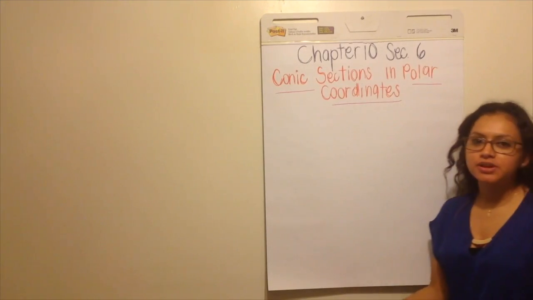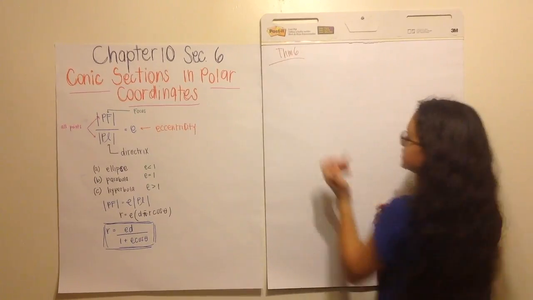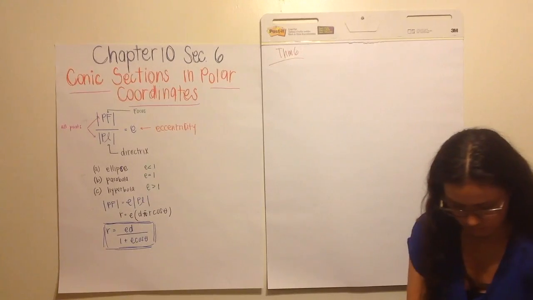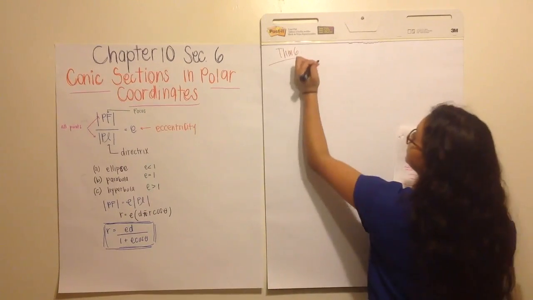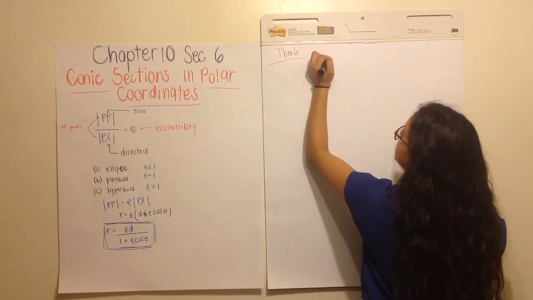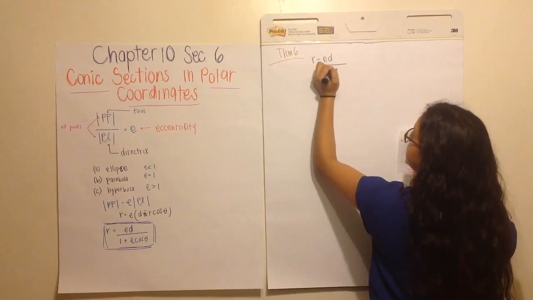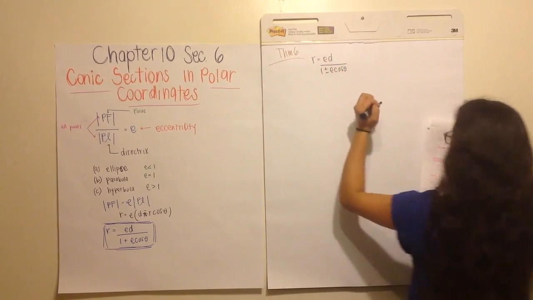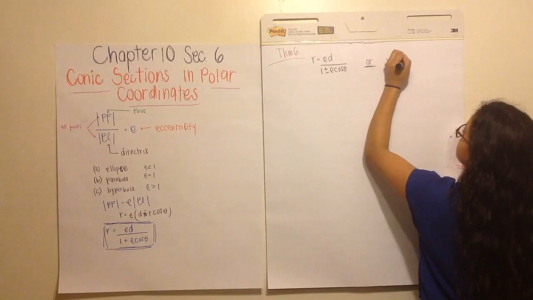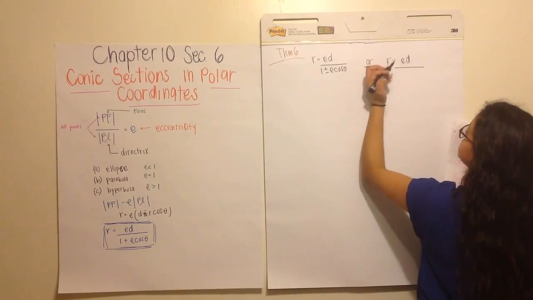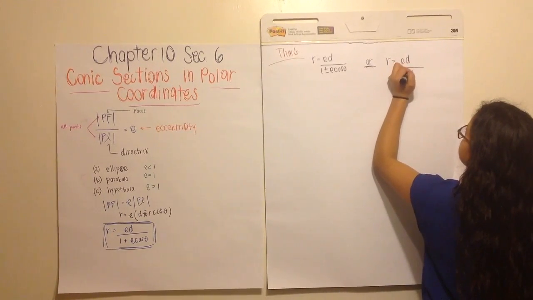Conic sections in polar coordinates. Now, let's see. Theorem 6 says that a polar equation of the form r equals e times d over 1 plus or minus e cosine theta, or r equals e times d over 1 plus or minus e times sine theta.